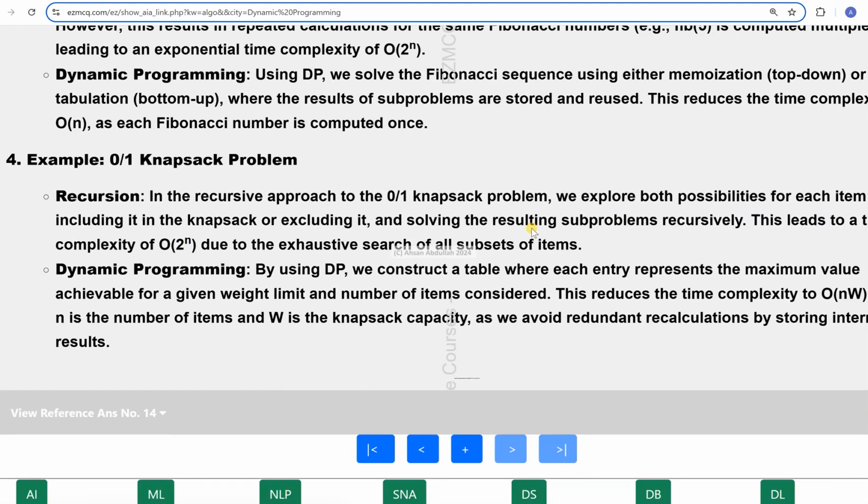And we have the 0/1 knapsack problem. Using the recursive approach, that can result in an exhaustive search, which leads to a non-polynomial time complexity. But in dynamic programming, we have a table that represents the maximum value achievable, so this reduces the time complexity. This is a big benefit. With this, we finish this subtopic of comparing dynamic programming with recursion. Thank you very much.